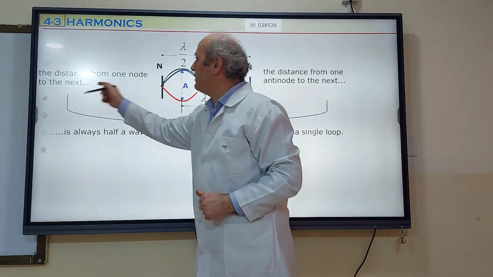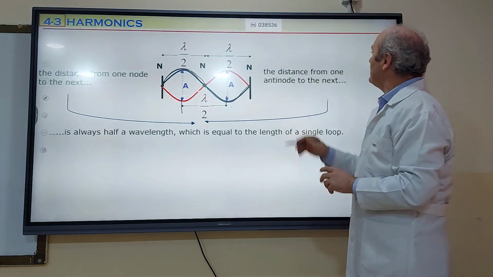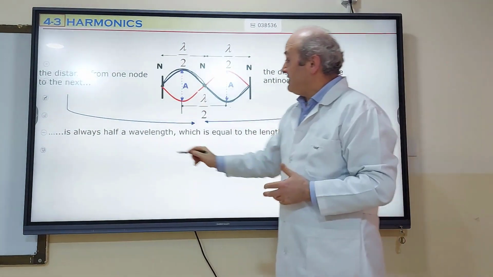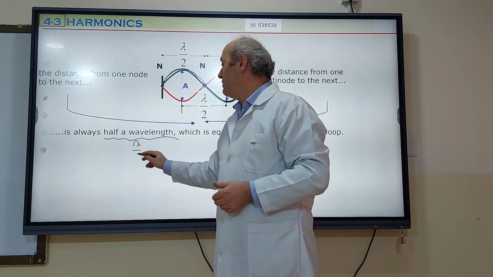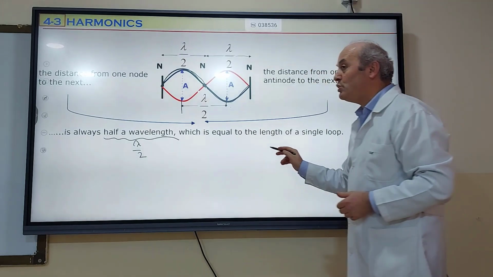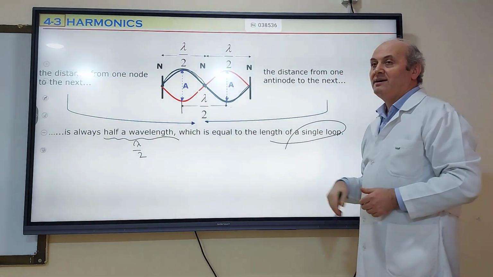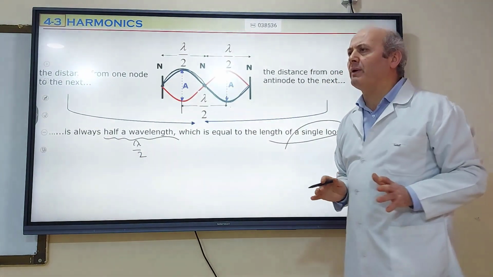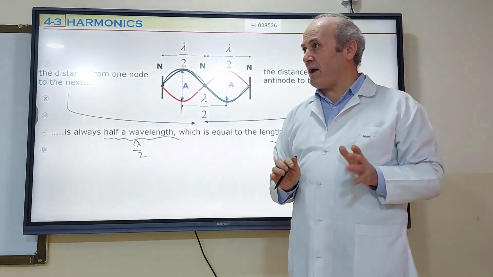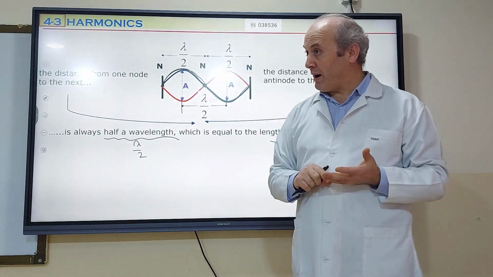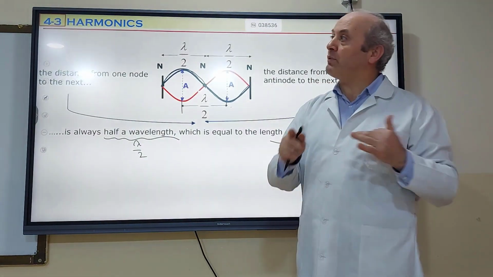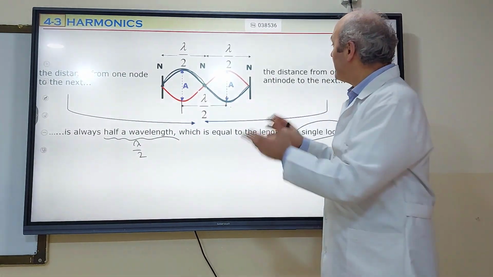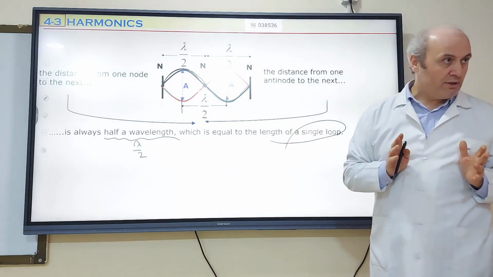And the distance from one node to the next, or from one antinode to the next, is always half a wavelength, lambda over 2, which is equal to the length of a single loop. One loop is always equal to lambda over 2, it doesn't matter which instrument you are talking about. String instrument, pipe open at one end or closed at one end. They are always equal to lambda over 2.